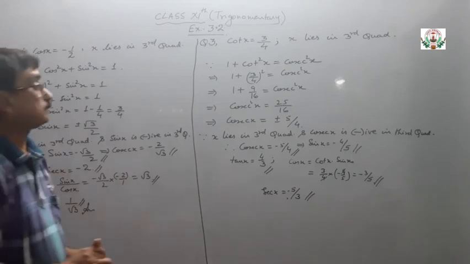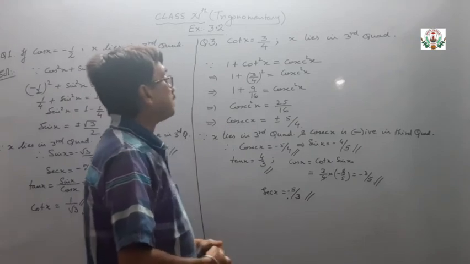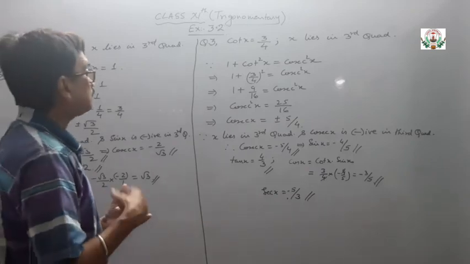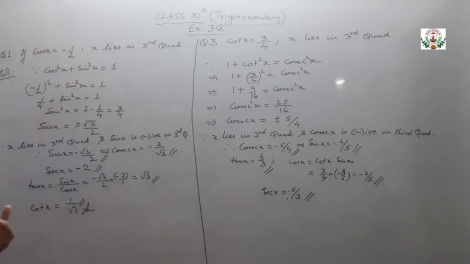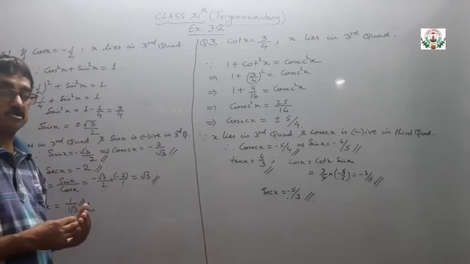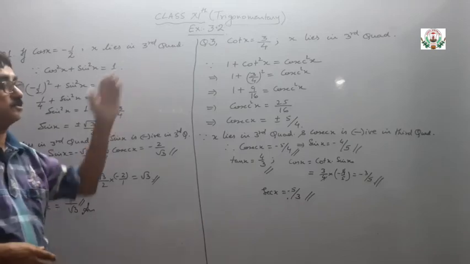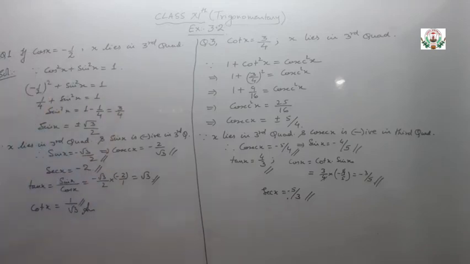Question number 3. Cot x equals 3 by 4 and x lies in the third quadrant. Now there is a relation between cot x and cosec x. If cos x or sin x is given, you have to apply the first identity, sin square x plus cos square x equals 1. If cot x or cosec x is given in the question, then you have to apply the third identity, 1 plus cot square x equals cosec square x. If tan x or sec x is given, then you have to apply the second identity, 1 plus tan square x equals sec square x.